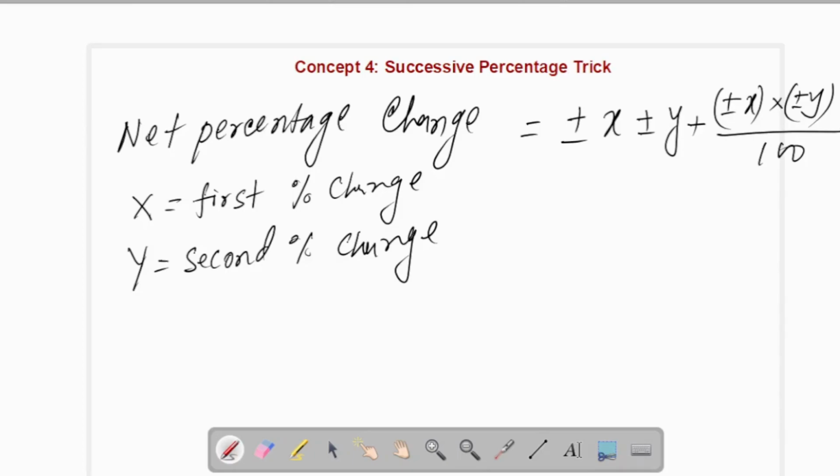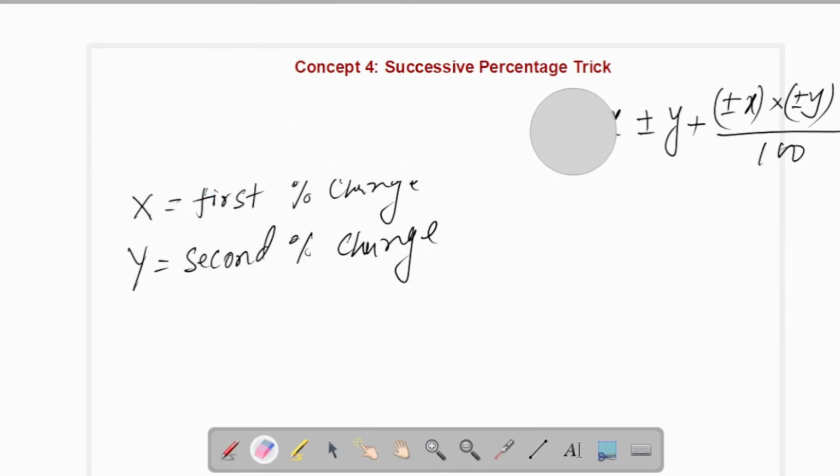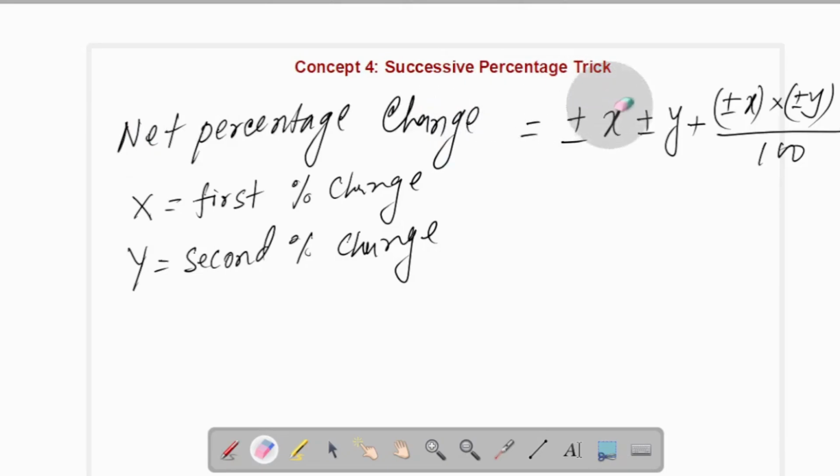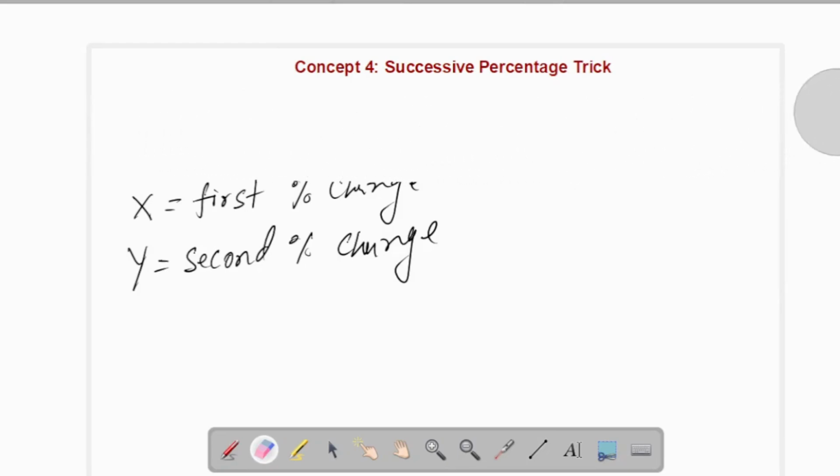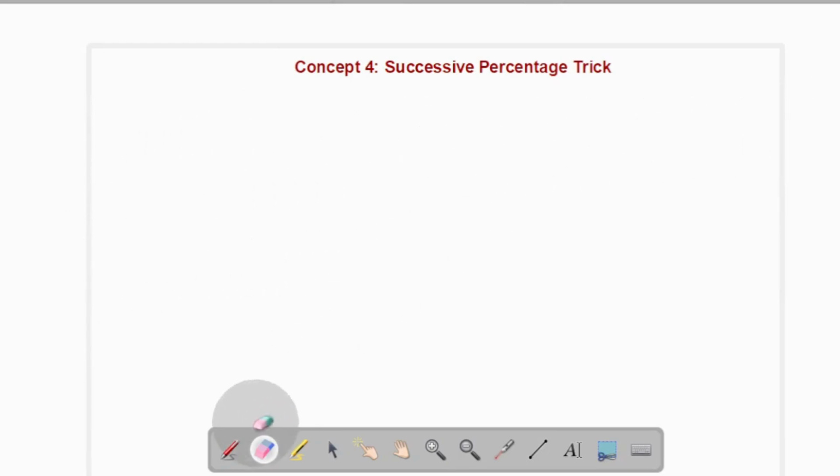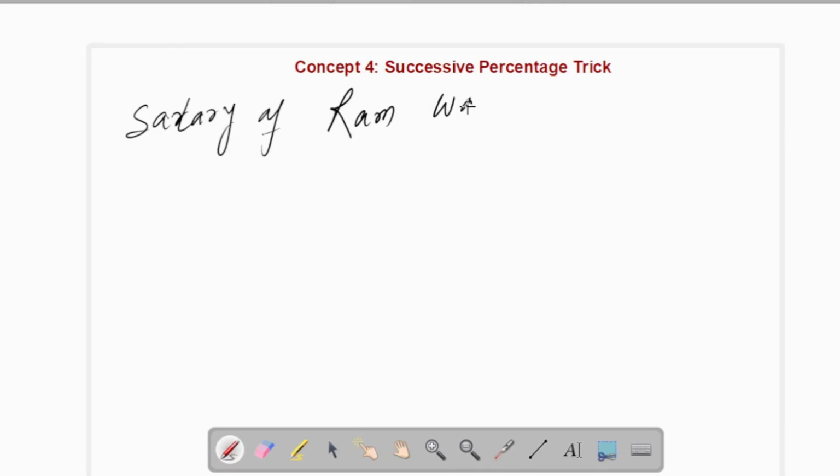Now let us discuss with an example. Hope you have written down this formula. Okay, now start with an example. Salary of Ram was 20,000.